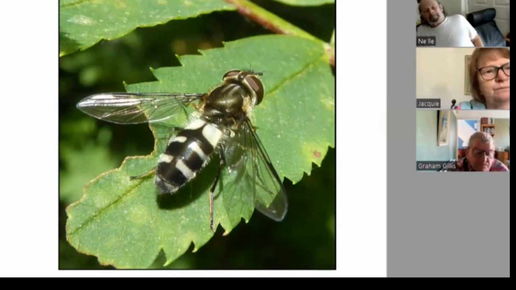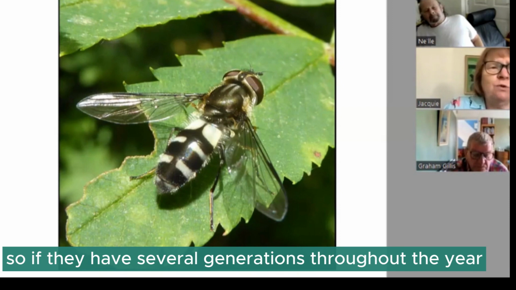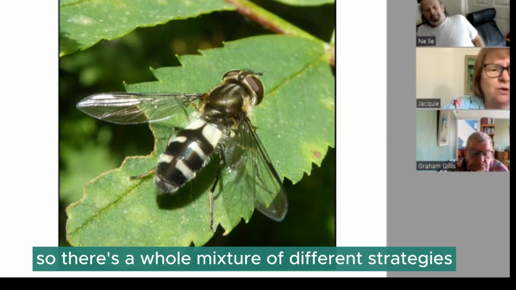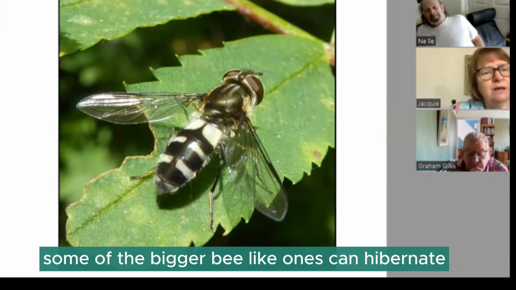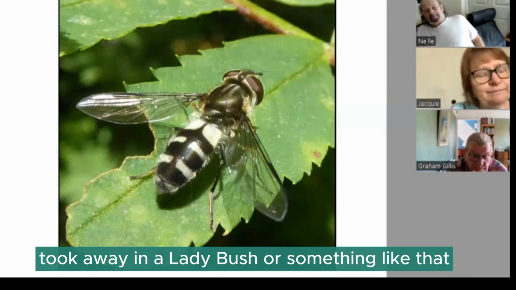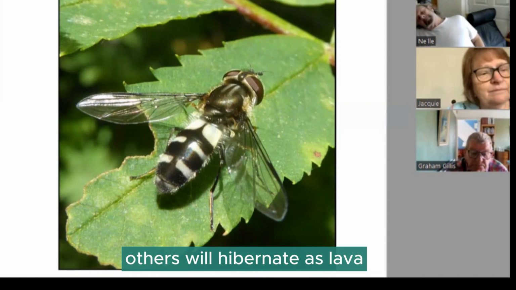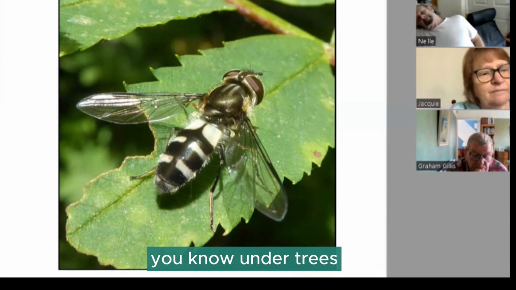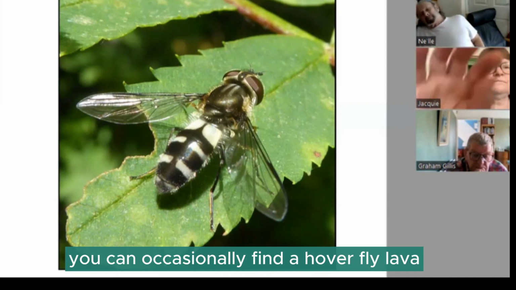So if they have several generations throughout the year, what happens in the winter? Do they hibernate, or do the larvae pupate? There's a whole mixture of different strategies. Some of the bigger bee-like ones can hibernate, but it's usually only the females that can survive the winter, tucked away in an ivy bush or something like that, like one or two butterflies do. Others will hibernate as larvae in leaf litter on the ground, under trees where there are piles of dead leaves. If you turn over a few leaves, you can occasionally find a hoverfly larva.